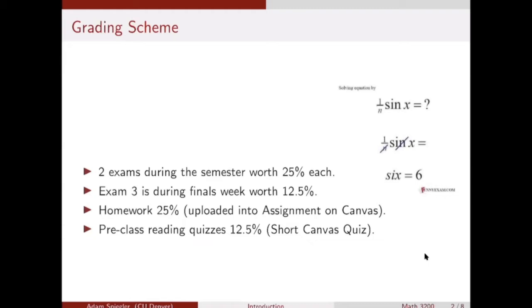I'll take you over to the Canvas page in a minute just to show you where to get those. These are going to be due before class, most classes. So you should expect every Monday and Wednesday to have one of these done by 10:45, since we meet at 11.